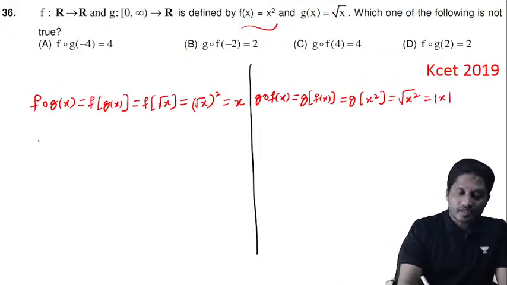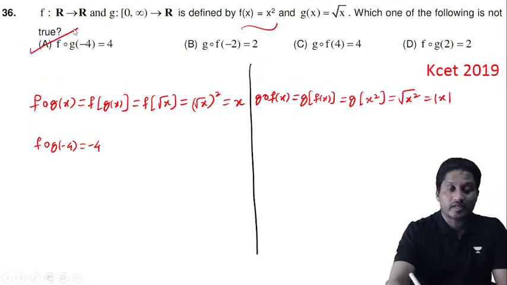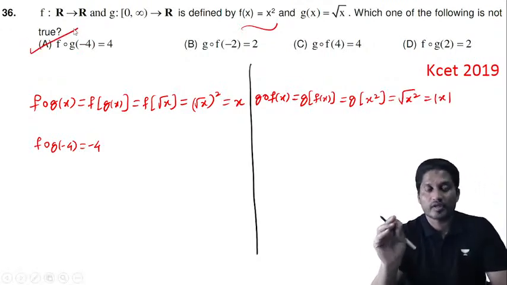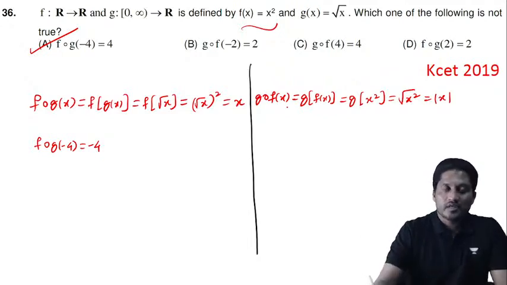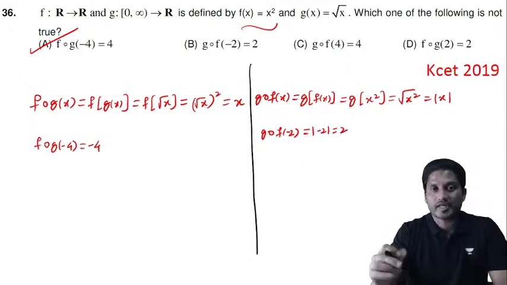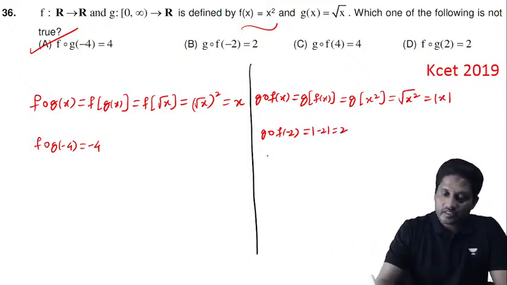First option is f circle G of minus 4. F circle G of minus 4 is equal to minus 4. In the first option it is plus 4. Answer is A. You have to identify the wrong one. Which of the following is not true? First is not true. So answer is obviously 1. Let me check with other options. Option B is G circle f of minus 2. G circle f of minus 2 is equal to modulus of minus 2, which is equal to plus 2. So second is true.